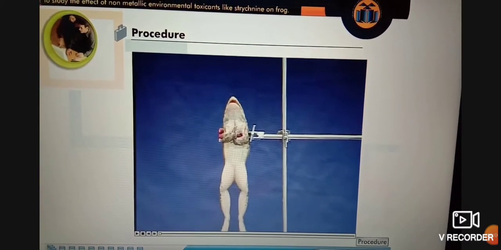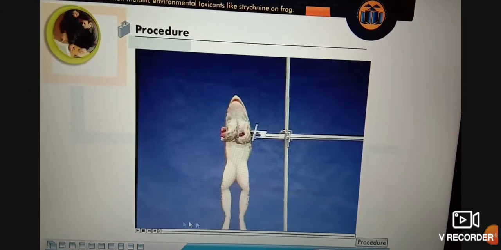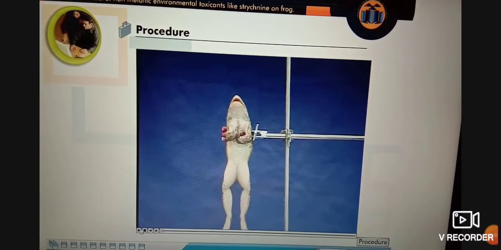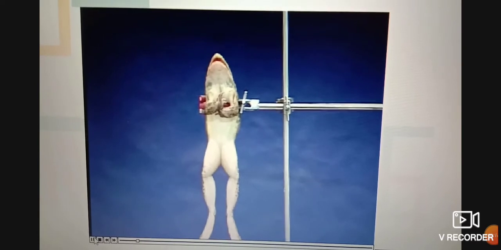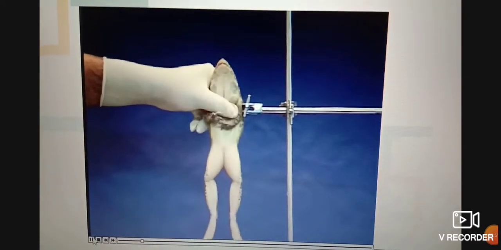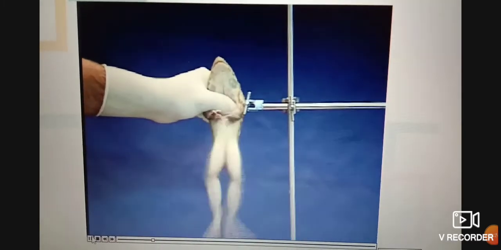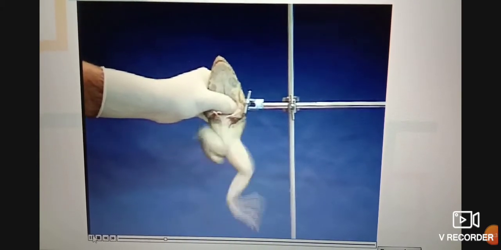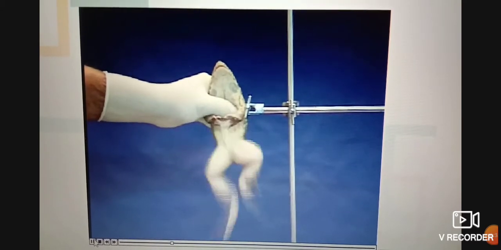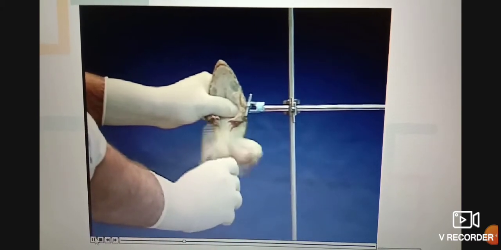So we will see now the procedure of this effect of strychnine on the skeletal muscles of frog, right? So we will proceed for the procedure. To study the effect of strychnine, take the frog. Hold the frog on a stand with a clamp. Now, dip one of the legs of the frog in glacial acetic acid and observe the stretching of the leg in upward direction. Since glacial acetic acid produces irritation and pain, the frog gives response by stretching its leg.